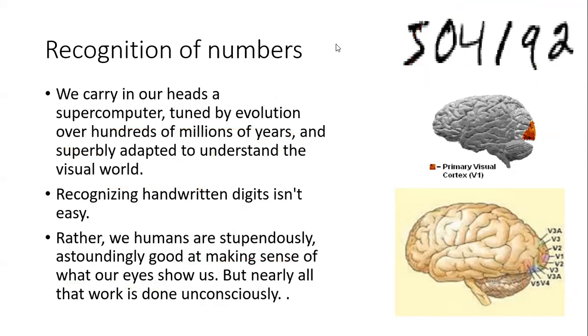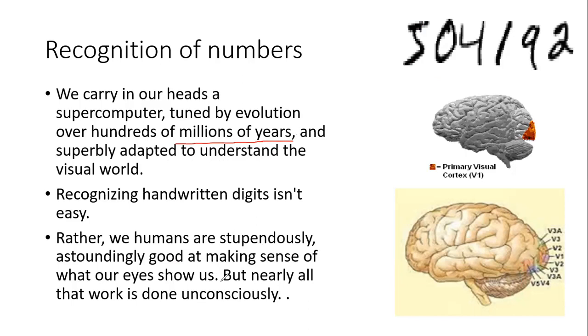So we carry in our heads a supercomputer tuned by evolution over hundreds of millions of years. So the brain is evolving. That's also from God, from Allah Ta'ala, since millions of years. I don't know whether that, yeah, so that is true. And superbly adapted to understand the visual world. Okay, recognizing handwritten digits isn't easy. Rather, we humans are stupendously, astoundingly good at making sense of whatever eyes show us.